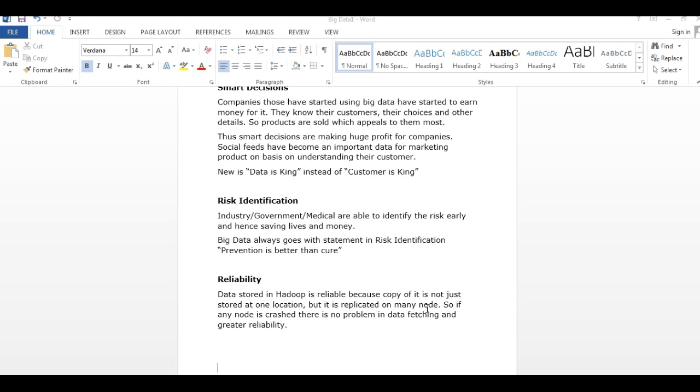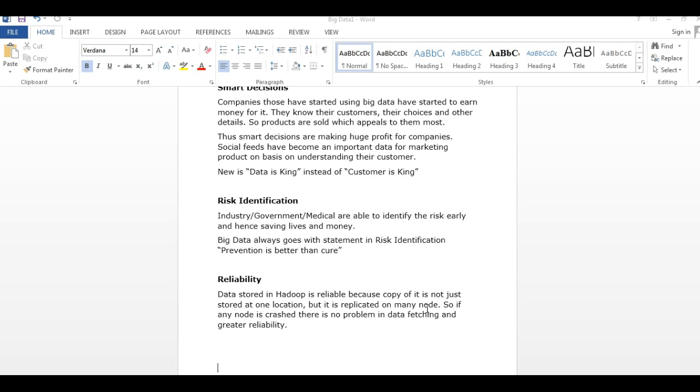It's not possible that all the machines stop working at the same time. If you have 1,000 machines, there may be a scenario where one or two fail at a time, but not all 1,000 machines. The data is replicated in Hadoop. For example, one piece of data is stored on three devices, maybe device 100, device 500 and device 700. So if device 100 crashes, you still have the data available on devices 500 and 700. So the reliability is there.